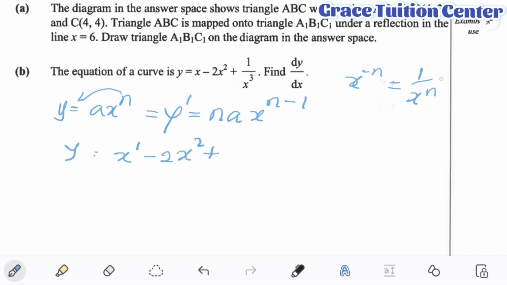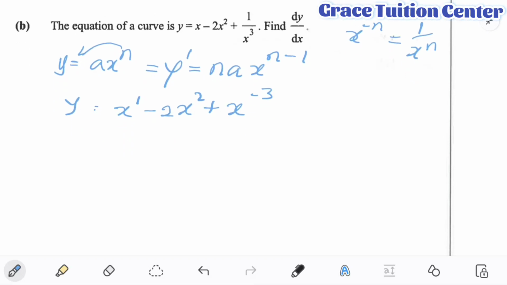Plus, using this rule here, 1 over x to the power n is equal to x to the power negative n. You look at this expression, it looks exactly like it. This part of the expression here looks exactly like that one. So I can write this expression in this form. You see that? What does it become? Instead of me having 1 over x to the power 3, I'll have x to the power negative 3 there. So that's how the expression would look if I write it.